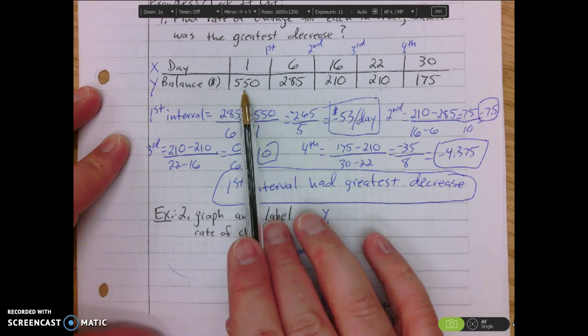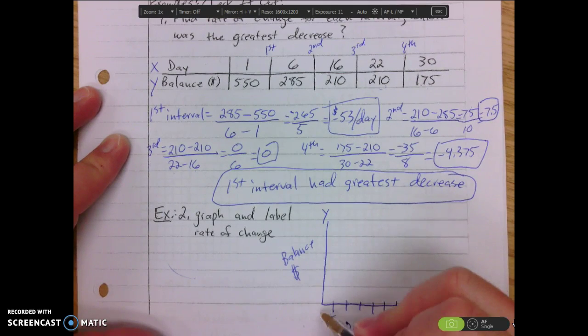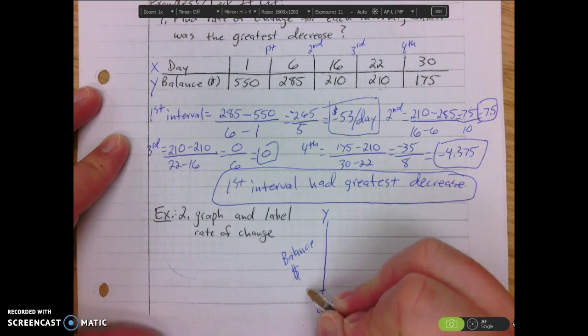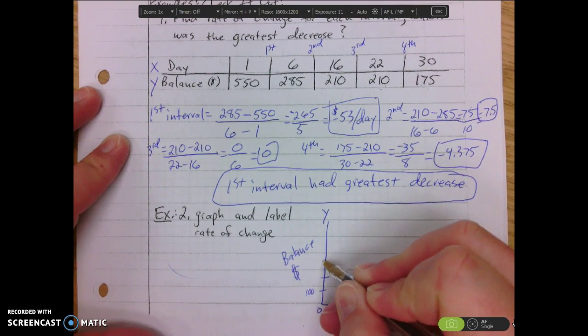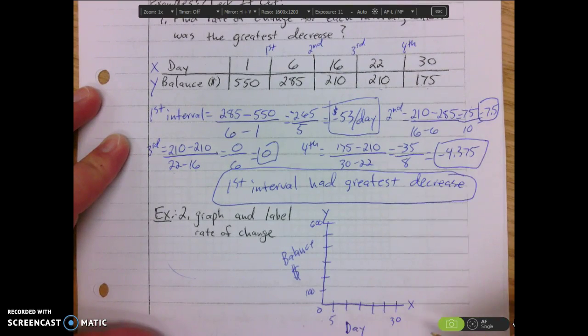On the y's, it goes from 550 down to 175. So we go all the way down to 0. We need to go up to 500. So on these, let's just count by 100. So call that 100, 200, 300, 400, 500, 600. And now we just plot our points.